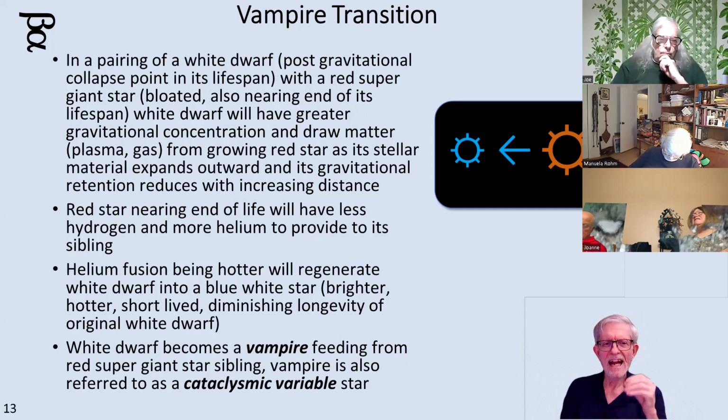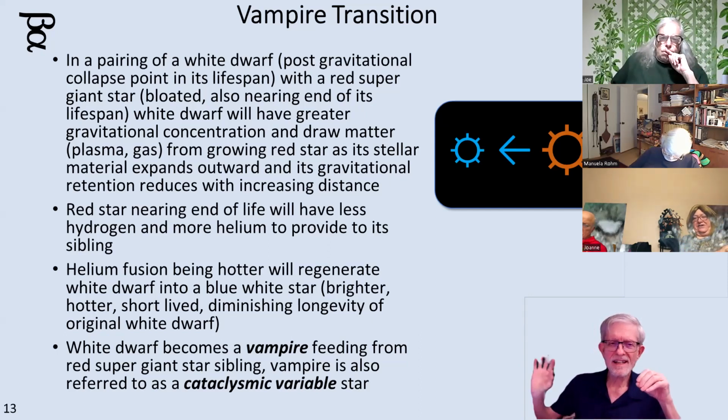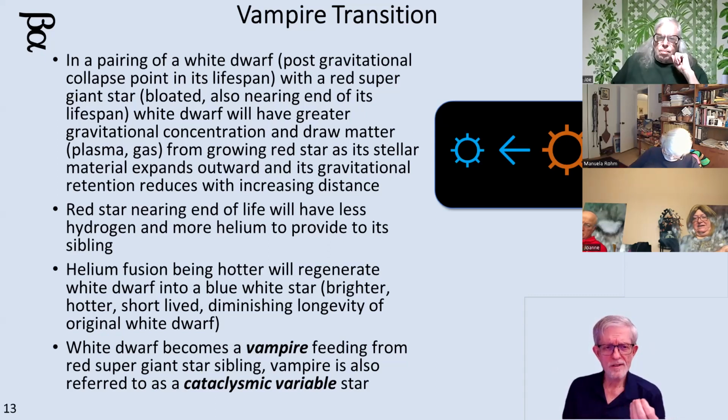This is like adding more fuel to a star that has run out of fuel. So the white dwarf takes in this extra plasma and regenerates. It's a vampire that's sucked in plasma, and now it can spring new life. So you have what was originally a white dwarf that, without a massive explosion, once again becomes a blue-white star, a hotter star, because it got a fuel charge from its sibling.